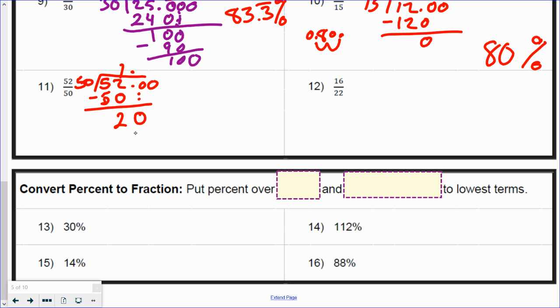Now 50 can't go into 20. So this is where a lot of students are going to make a mistake. They'll bring down the other 0, but they'll forget to put a 0 there. If you can't go into that number, you have to put a 0 where that place value is. Now 50 can go into 200 4 times.